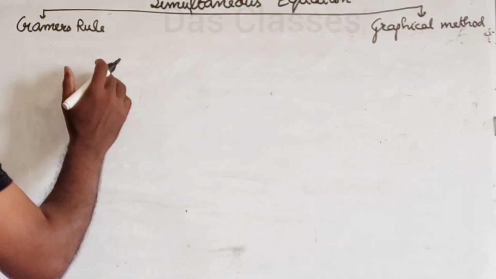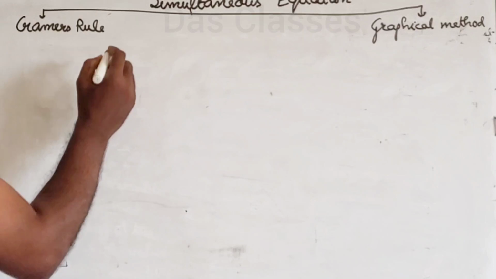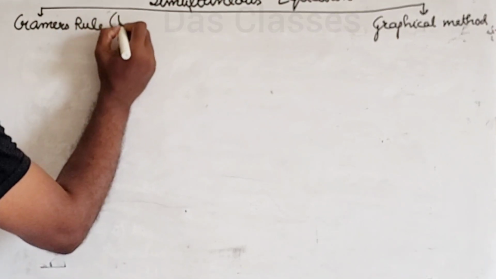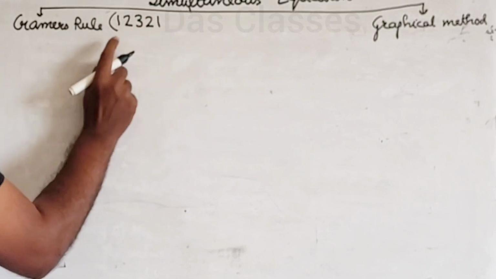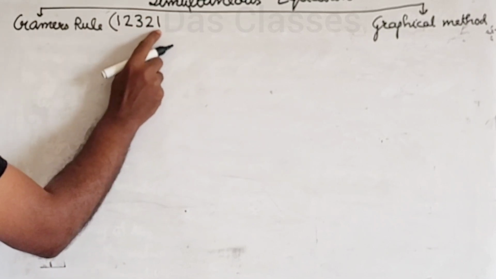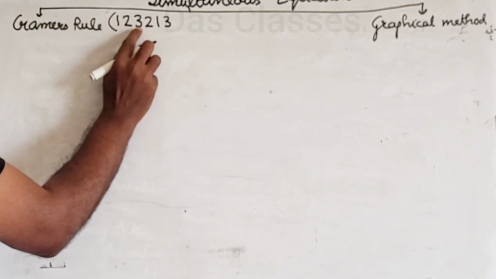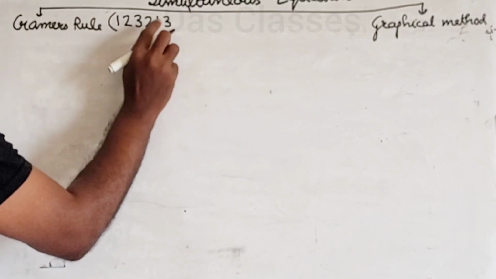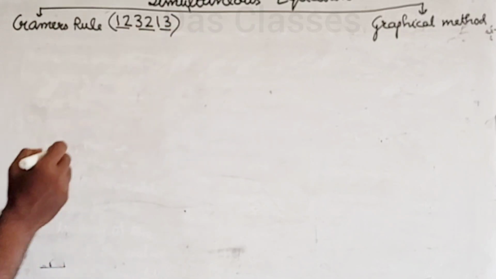About Cramer's rule, there's a code you should remember and it becomes very easy then. The code is 1, 2, 3, 2, 1, 3. So it's 1, 2, 3 and reverse 2, 1, and the digit 3 is remaining. So this is the code: 1, 2, 3.